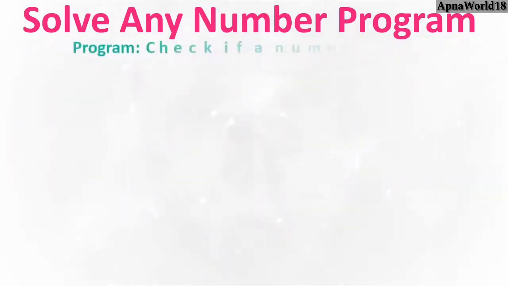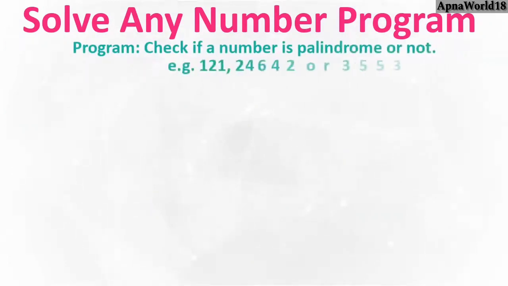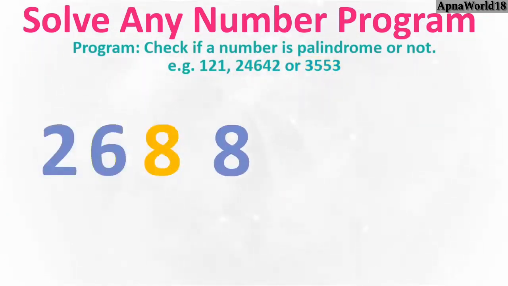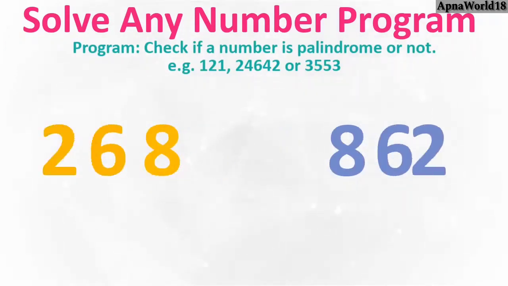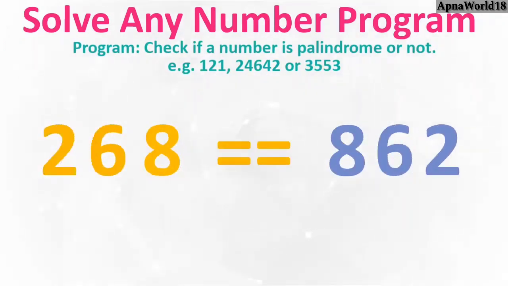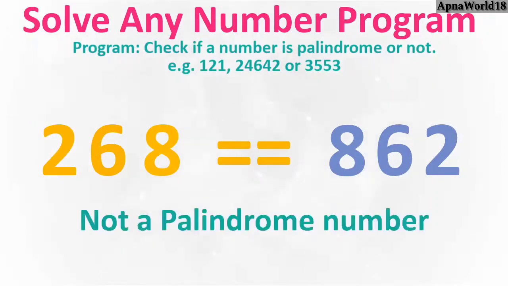Now let's look at how the program will change if you are asked to write a palindrome program. What is a palindrome number? It is a number which is the same when written from the front or back, for example 121, 24642 or 3553, etc. Here the logic we will use is that we will find the reverse of the number and then compare it with the original number to check if it is a palindrome or not.